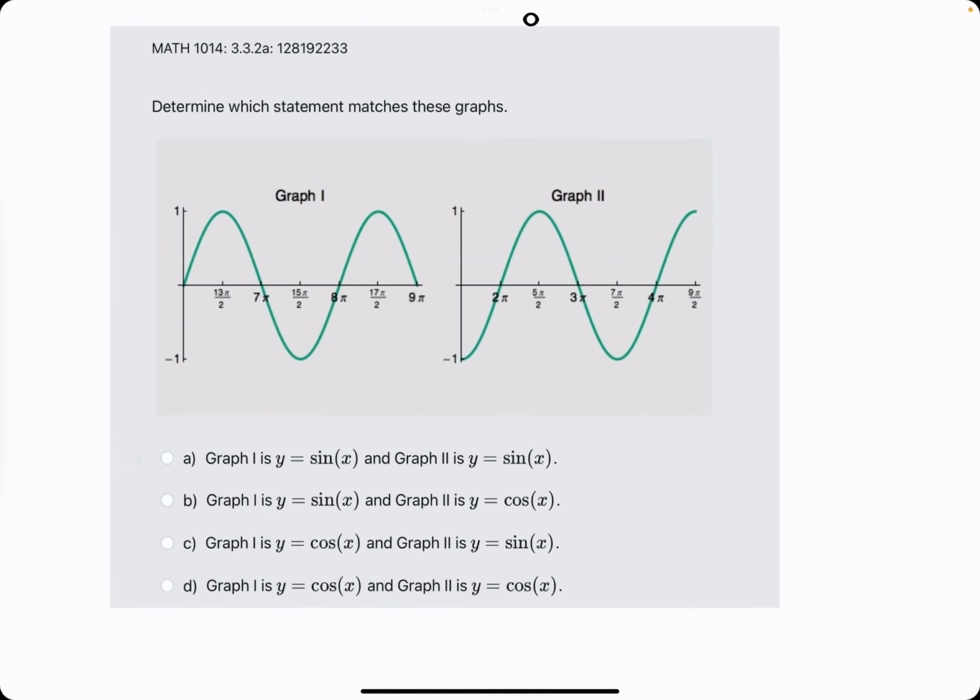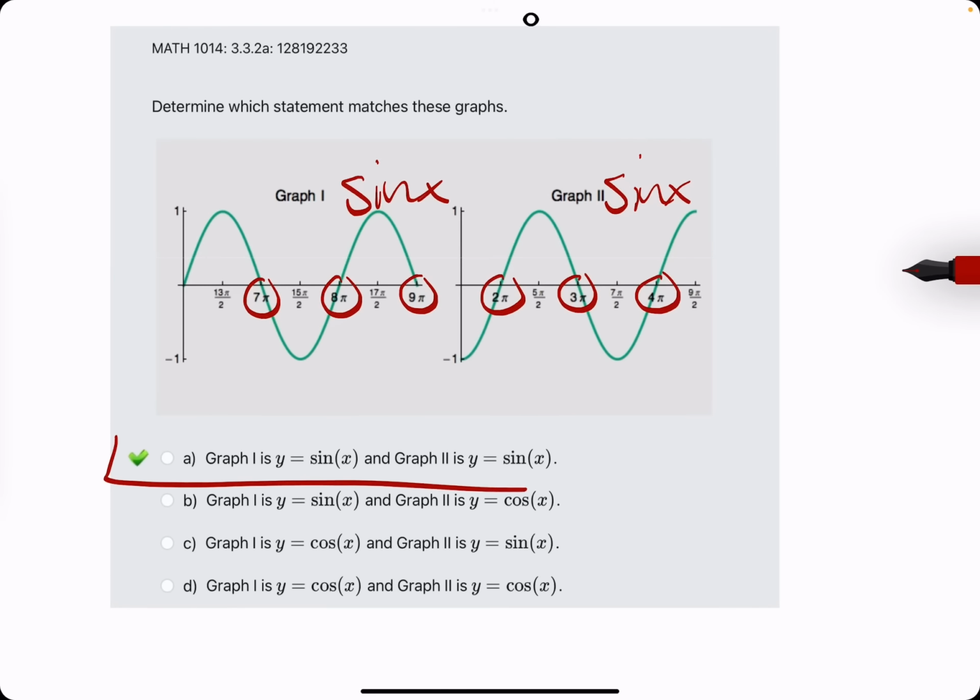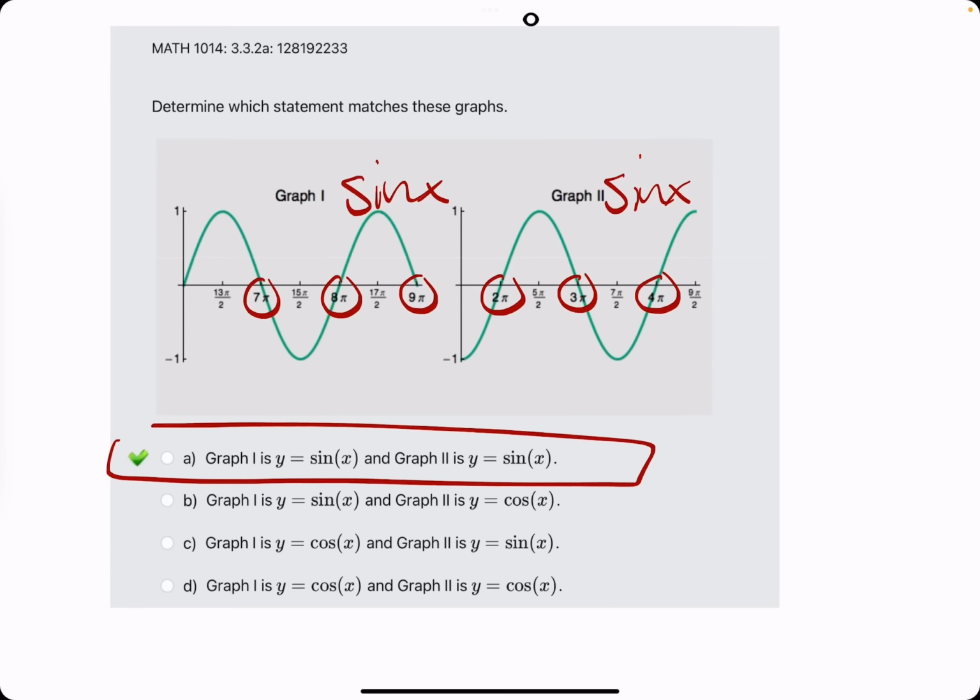We got a glimpse at the answer, but let's prove it. Whole number of pi intersections, whole number of pi intersections. So these must both be sine of x. Break out the eraser to see that A is our answer.